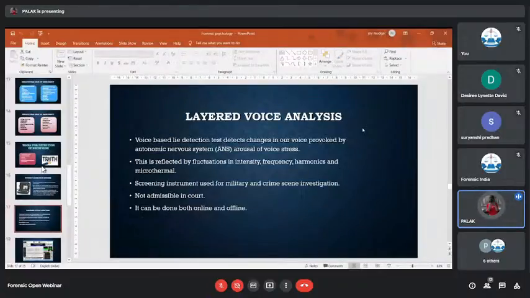Voice-based lie detection test detects change in our voice provoked by automatic nervous system arousal of voice stress. This is reflected by fluctuation in intensity, frequency, harmonics, and microtremors. It is a screening instrument used for military and crime scene investigation. It is not admissible in court, and it can be done both online and offline.